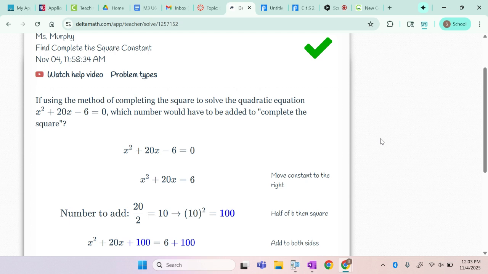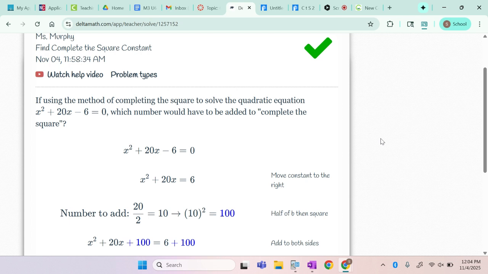So the actual formula for finding that constant is b over 2 all squared. I would write that down because you will see it again. But that's just another way that you can think about it if you forget this formula. If I'm actually making a square, you're going to have an even amount on each side. There's 20 x's, so I have to have 10 on each side. That means this is going to be a 10 by 10 square. So area-wise, it's 100.